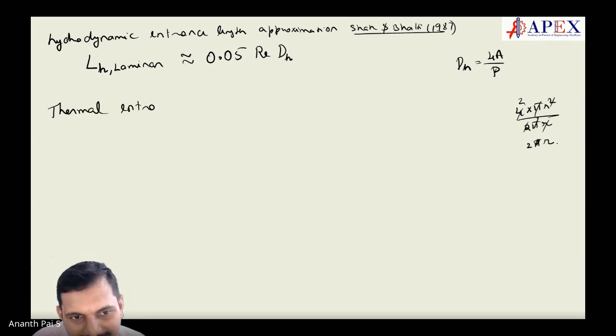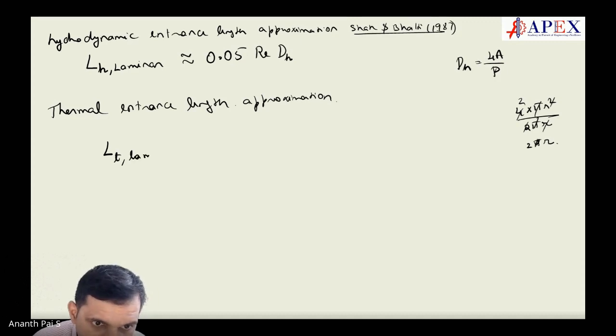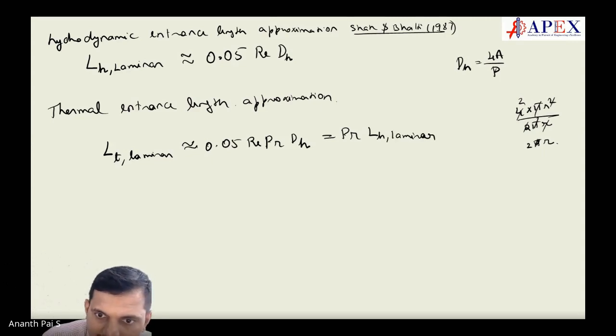Then the thermal entrance length approximation is also given as LT. Laminar, very important. Turbulent is different. Laminar is almost equal to 0.05 Re Pr into DH, which is actually equal to Prandtl number into LH laminar. This is important.